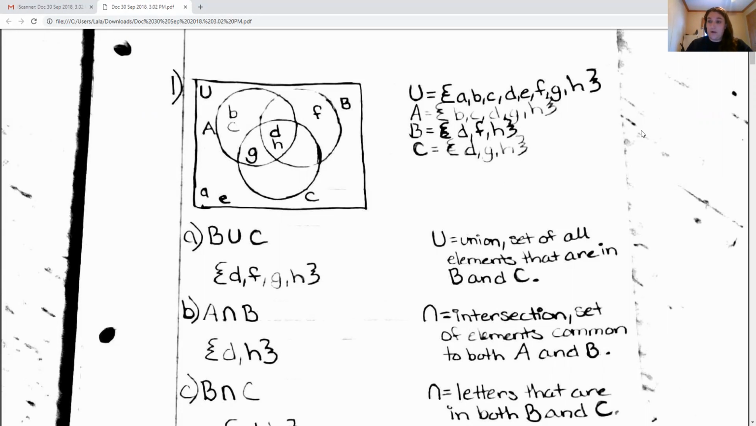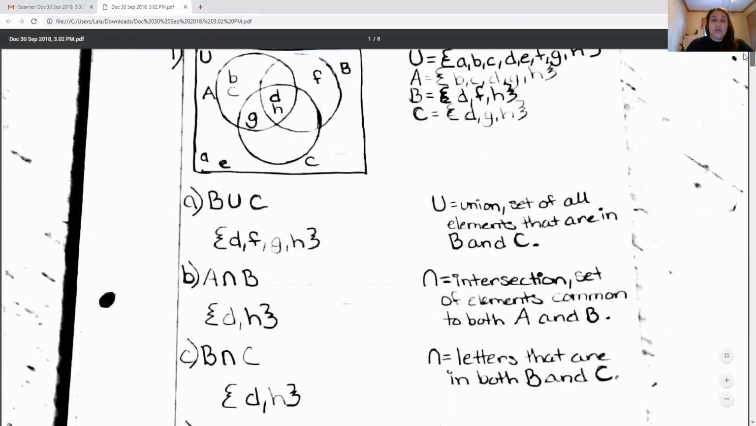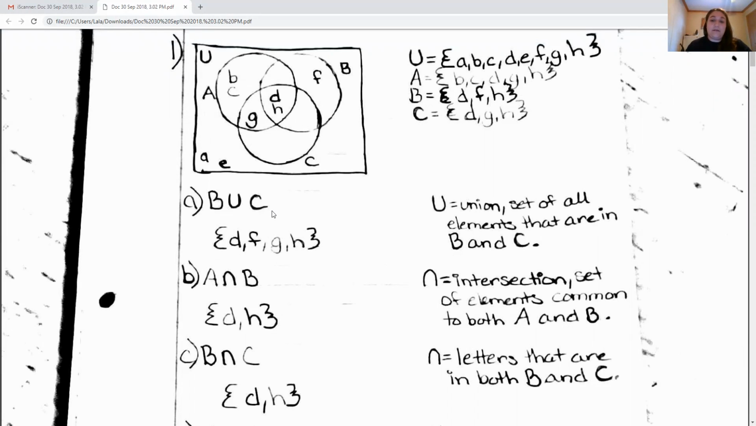So let's work some of these problems. We'll keep up our Venn diagram. I'll go through a couple and then we'll move on to the next problem. So this one, B union C. What union means is the set of all elements that are in B and C. So pretty much all the letters that are in B and C. So let's look up here. We have D, F, and H, and D, G, and H. So our set for B union C would be D, F, G, and H.